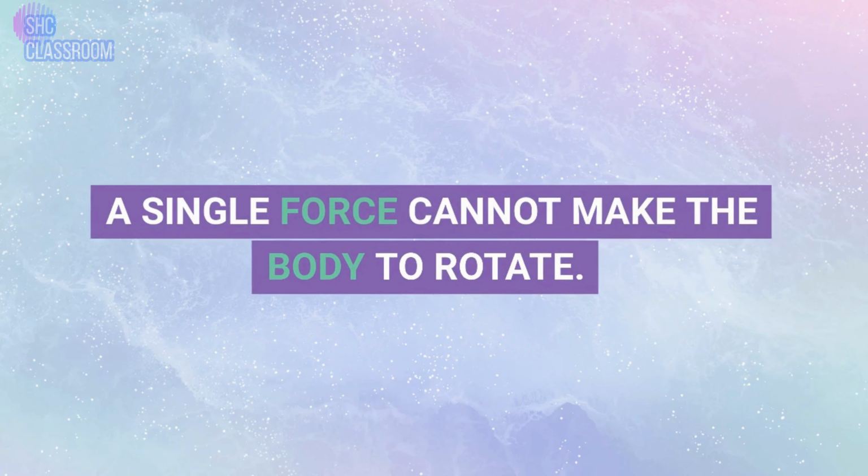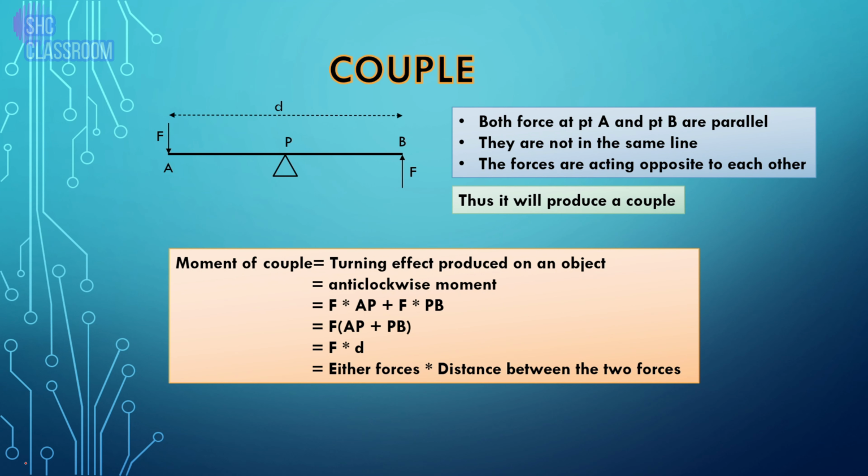Couple. A single force cannot make the body rotate. A couple is a pair of equal and opposite forces that act on an object but not in the same line to produce a rotational motion. Here you must note that forces of equal magnitude should not act along the same line, as they will cancel each other and will produce no couple.